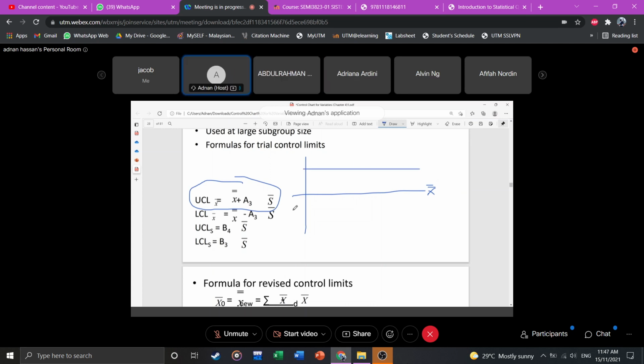Okay, if you use it, you're going to have the upper control limit here: X double bar plus A3 S bar.